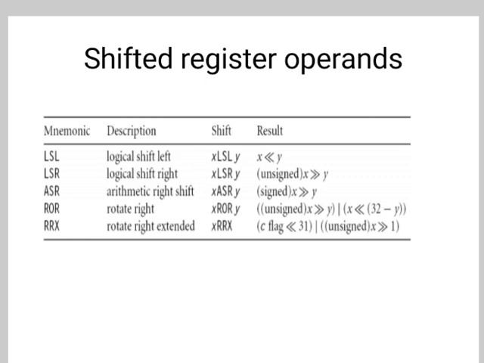Next is RRX, that is rotate right extended by one place. The vacant bit is filled with the old value of the C flag and the operand is shifted one place to the right. A 33-bit rotate of the operand and the C flag is performed.